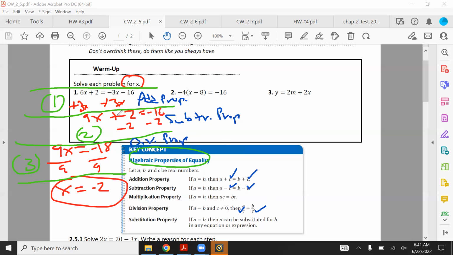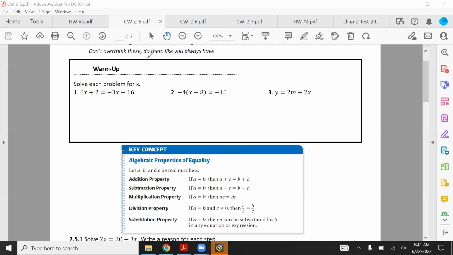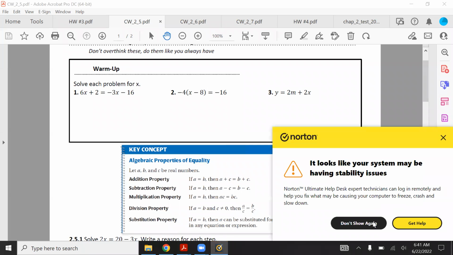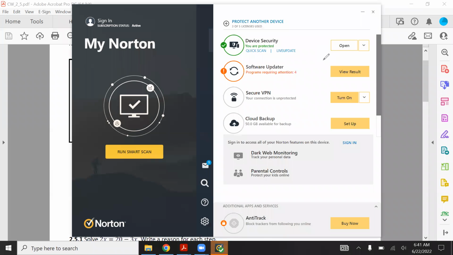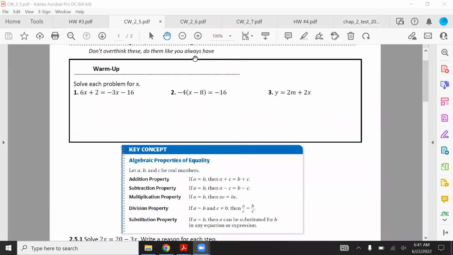And sometimes we just go into an automated mode where we just say, oh yeah, we add 3x to both sides. Oh yeah, we subtract 2. Oh yeah, we divide by 9, and that's that. But we're going to be a little more deliberate with stating each step. Now, I'm going to just close this down. Sorry, let's close that again. All right, there we go.